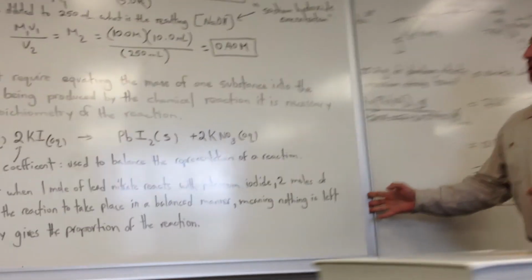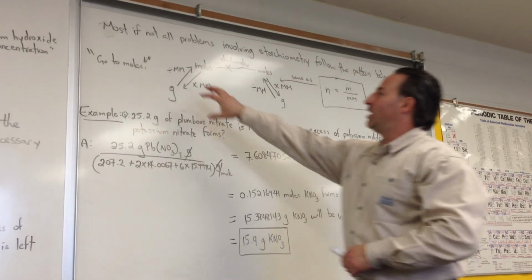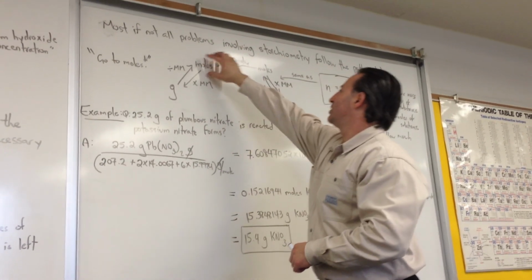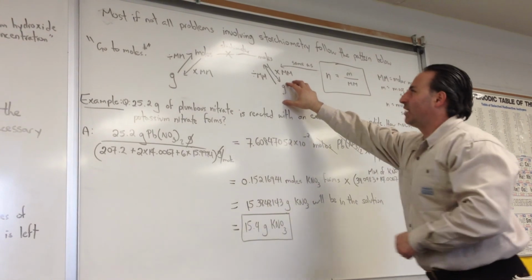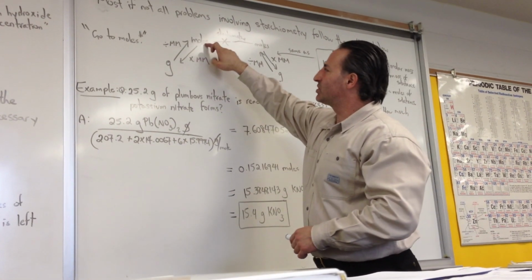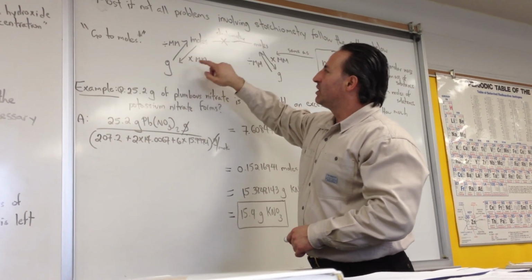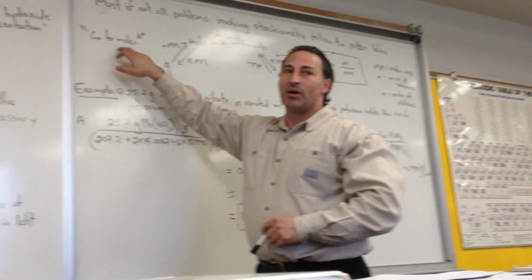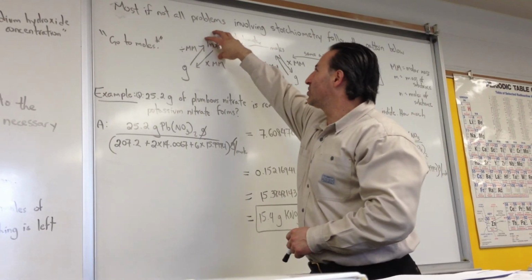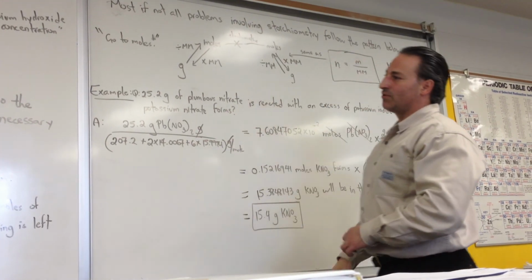We have a sample problem on the last board. Most, if not all, problems involving stoichiometry follow the pattern of going from grams to moles, through the stoichiometry to moles of some other substance in the reaction, back to grams. Whenever you want to convert from grams to moles, you divide by the molar mass. If you want to convert from moles to grams, you multiply by the molar mass. Always go to moles when you solve these types of problems. We're always seeking to go from moles of one thing to moles of the other thing. That's how you equate the substances that are involved in the reaction.